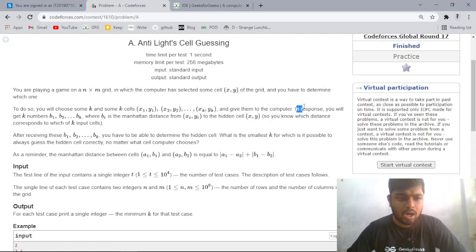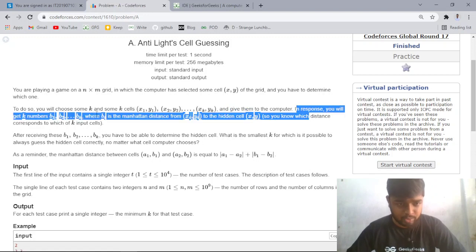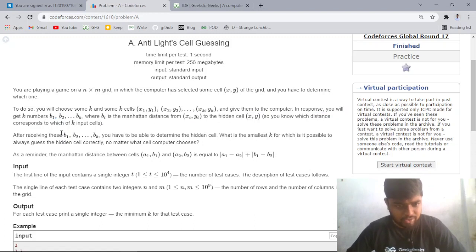In response to these cells, you will be getting the Manhattan distance, right? The Manhattan distance for cells A1 B1 and A2 B2 will be nothing but the absolute difference of A1 and A2 plus the absolute difference of B1 and B2. I'm assuming that you know what Manhattan distance is. Basically, it is the absolute difference between the x indexes of two points and the y indexes of the two points.